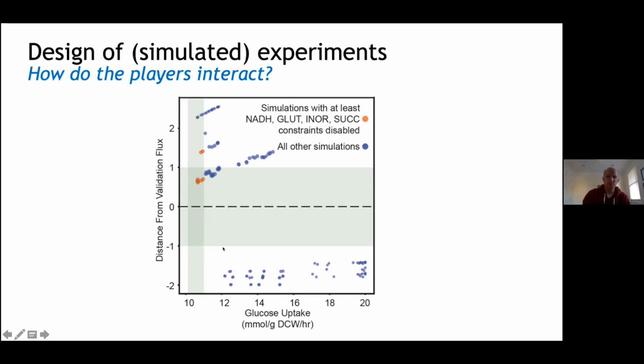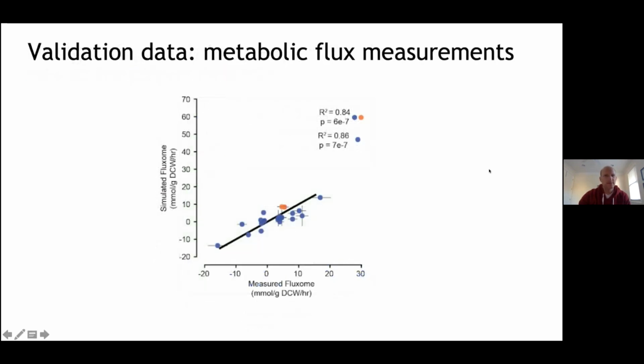So these orange points are the ones that fit the bill, and they all basically are pointing to four enzymes in particular for which the parameters are thought to be wrong. Changing them, as was suggested, leads us to something that has a much better correlation.